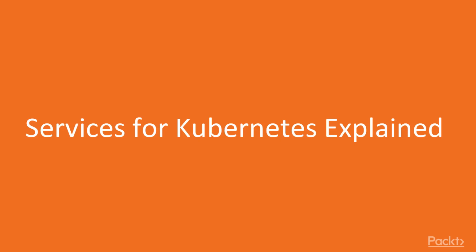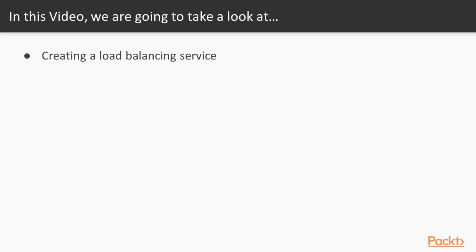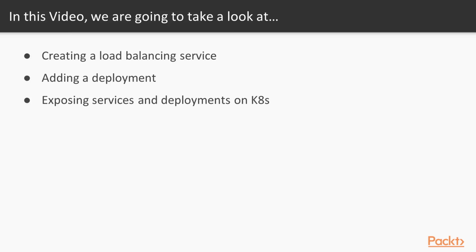So this is the first video and we'll be looking at the services for Kubernetes that are available and we'll explain them. So firstly, we'll create a load balancing service that will be responsible for balancing traffic on our Kubernetes instance. We will register that as a service and then it could be used by different Kubernetes pods. We'll be adding a deployment with that load balancing service and we'll expose the service and deployment on Kubernetes. So let's see how we can achieve that.